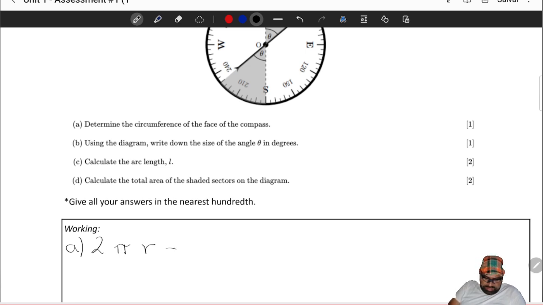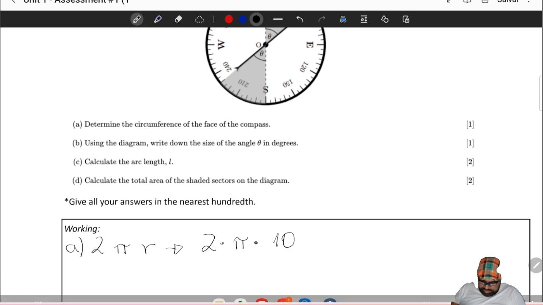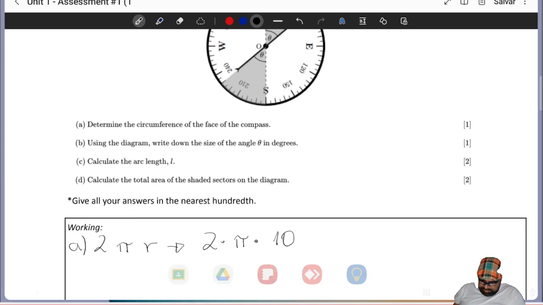After this, just plug in 2 times pi in the calculator. I taught you guys the second function, caret, below the clear button. 2 times pi times the radius, which is 10. Solving this, let me just open my calculator. I have it over here.